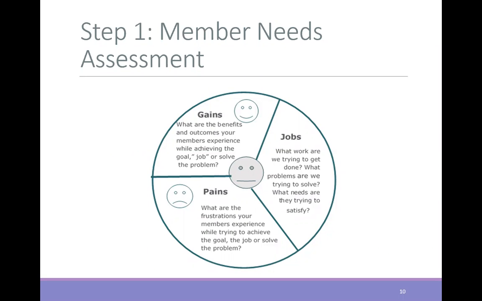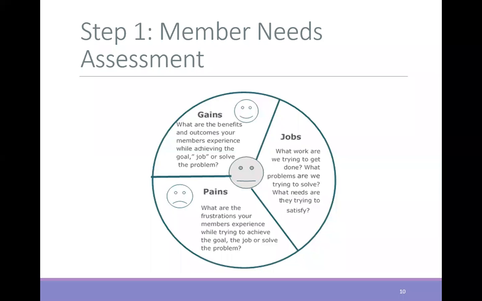We start with identifying the jobs they are doing. These are the problems they're trying to solve, the tasks they are charged with completing, and the needs they're trying to satisfy. For example, for rural health organizations and agencies, these jobs may be something like caring for patients with complex needs, educating community members, retaining skilled workforce, coordinating care.